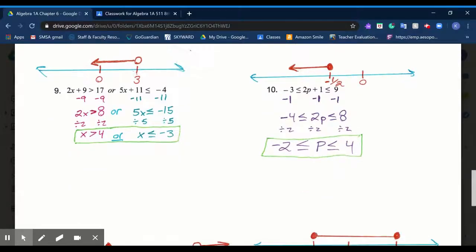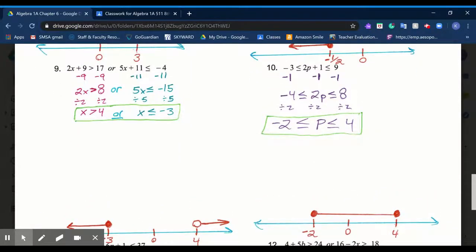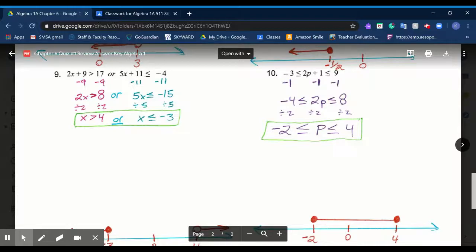Now with 9, 10, 11, and 12, we get into compound inequalities. So these ones, my answers have to deal with two numbers. The way I know they're a compound inequality is if they have this or statement, or if the variable is in between two different inequality symbols.